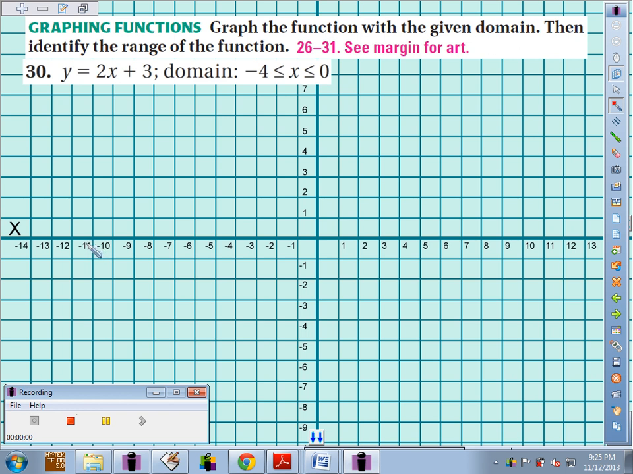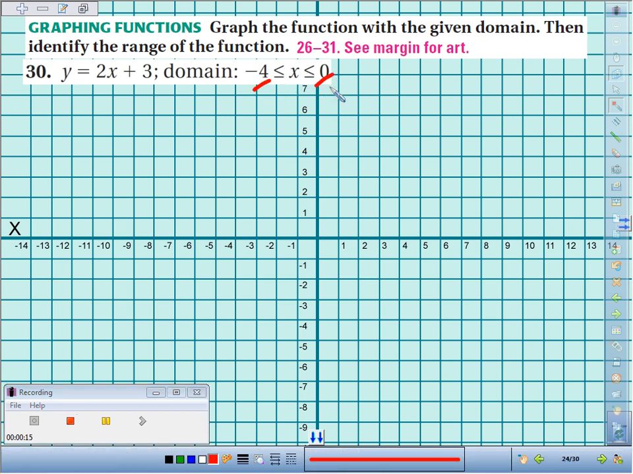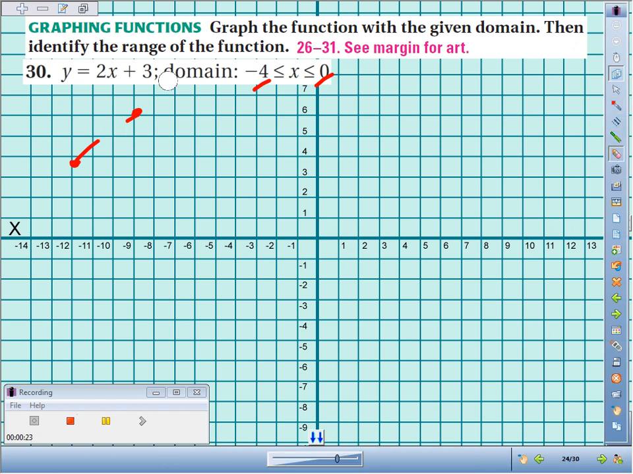Number 30, we're supposed to graph the function y equals 2x plus 3 with the given domain, -4 less than or equal to x less than or equal to 0. So this is very specific. It says you have to pick x's between -4 and 0. So it's going to stop at one point, it's going to stop at another point. This graph stops at 2 points. If something stops at 2 points, it creates a line segment. It's not going to go in both directions forever.